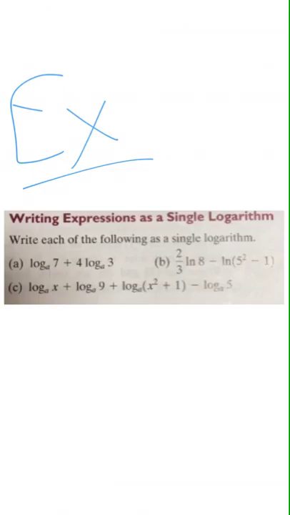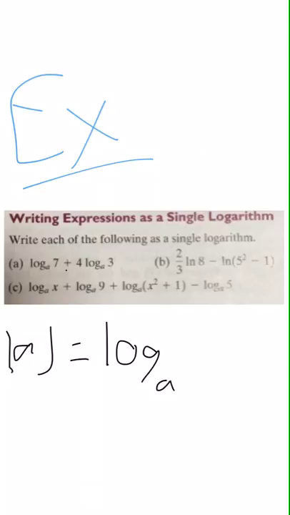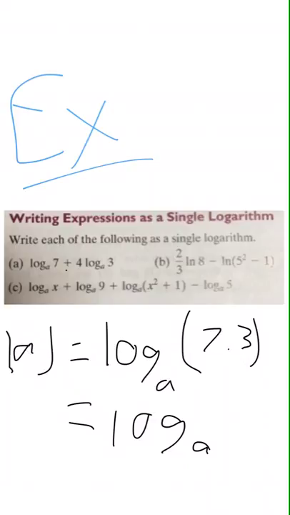So here's more examples. Previously we were taking a single logarithm and breaking it into separate logarithms. Now we're going to take different logarithms and combine them into one. So for part A, if we want to combine it into one logarithm, see how we're adding the logarithms? That means we can write a single logarithm log base a and then multiply what's inside. 7 times 3, which would be log base a of 21.